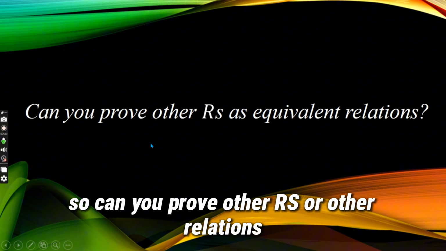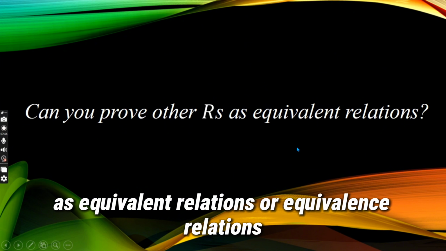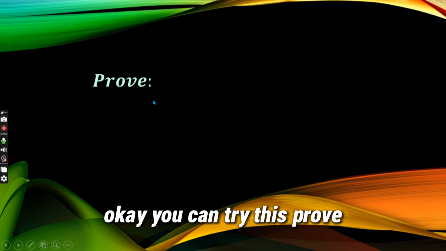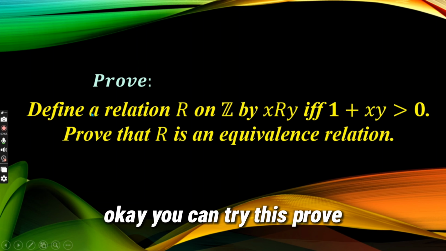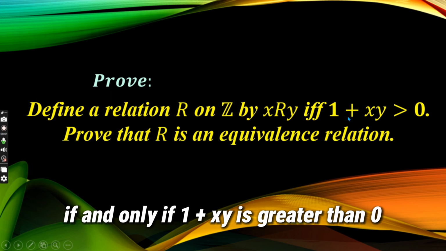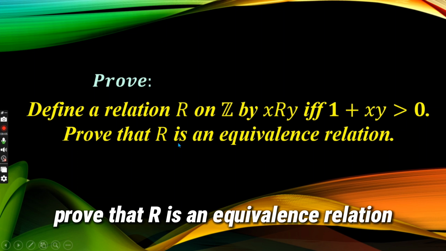So, can you prove other relations as equivalence relations? You can try this. Define a relation R on Z by x related to y if and only if 1 plus xy is greater than 0. Prove that R is an equivalence relation.